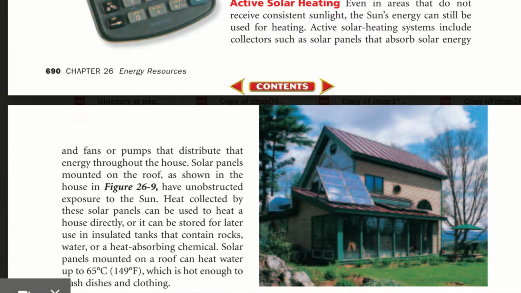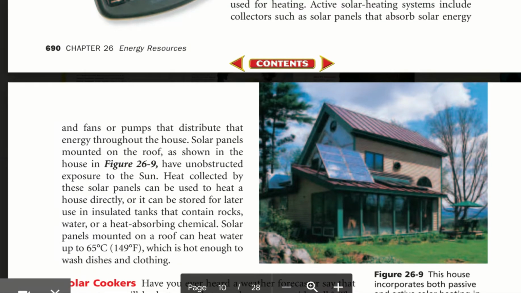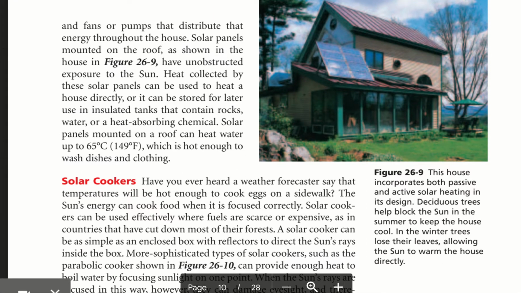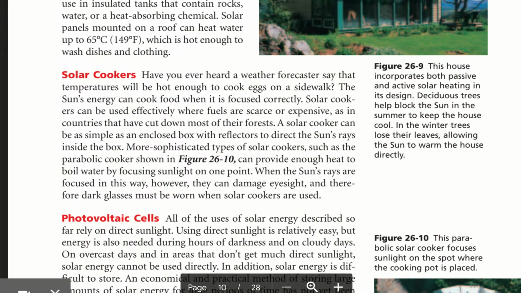Active solar heating. Even in areas that do not receive consistent sunlight, the sun's energy can still be used for heating. Active solar heating systems include collectors, such as solar panels, that absorb solar energy, and fans or pumps that distribute the energy throughout the house. Solar panels mounted on the roof, as shown on the house in Figure 26.9, have unobstructed exposure to the sun. Heat collected by these solar panels can be used to heat a house directly, or it can be stored for later use in insulated tanks that contain rocks, water, or a heat-absorbing chemical. Solar panels mounted on a roof can heat water up to 65 degrees Celsius, 149 degrees Fahrenheit, which is hot enough to wash dishes and clothing.